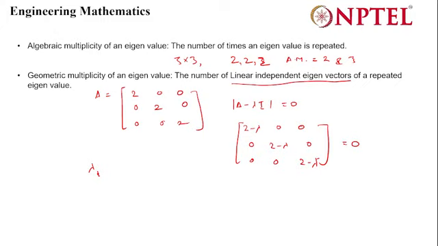Okay. So lambda values are 2, 2, 2. So here, what will be your algebraic multiplicity? Can anyone tell?